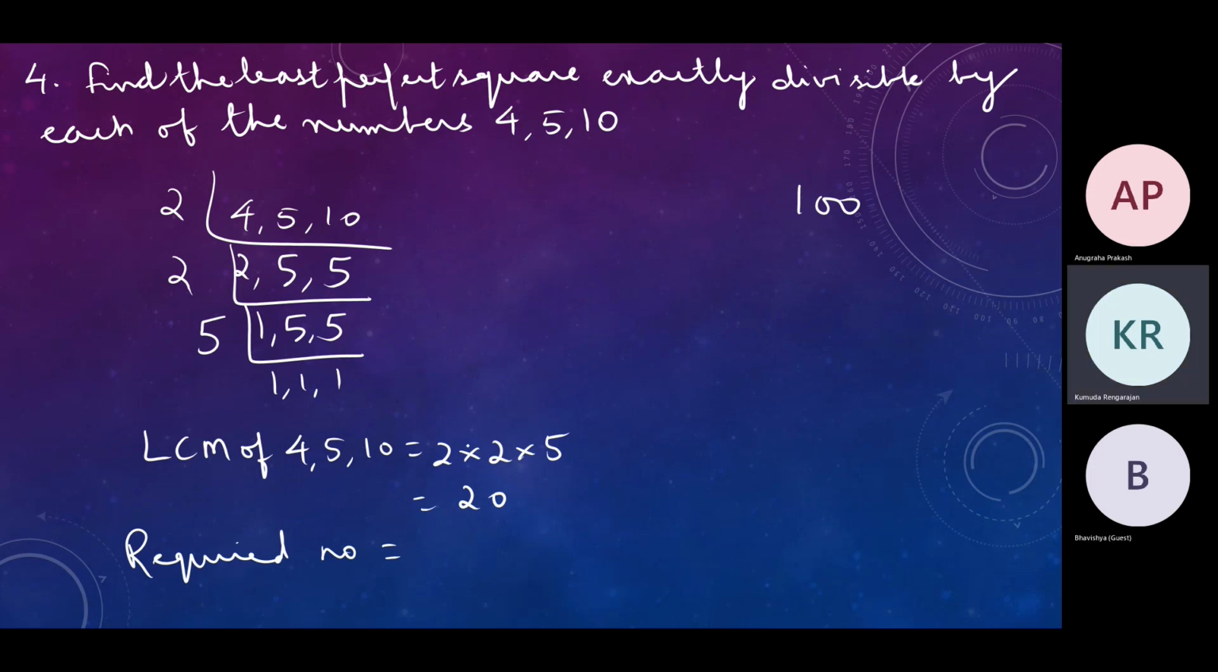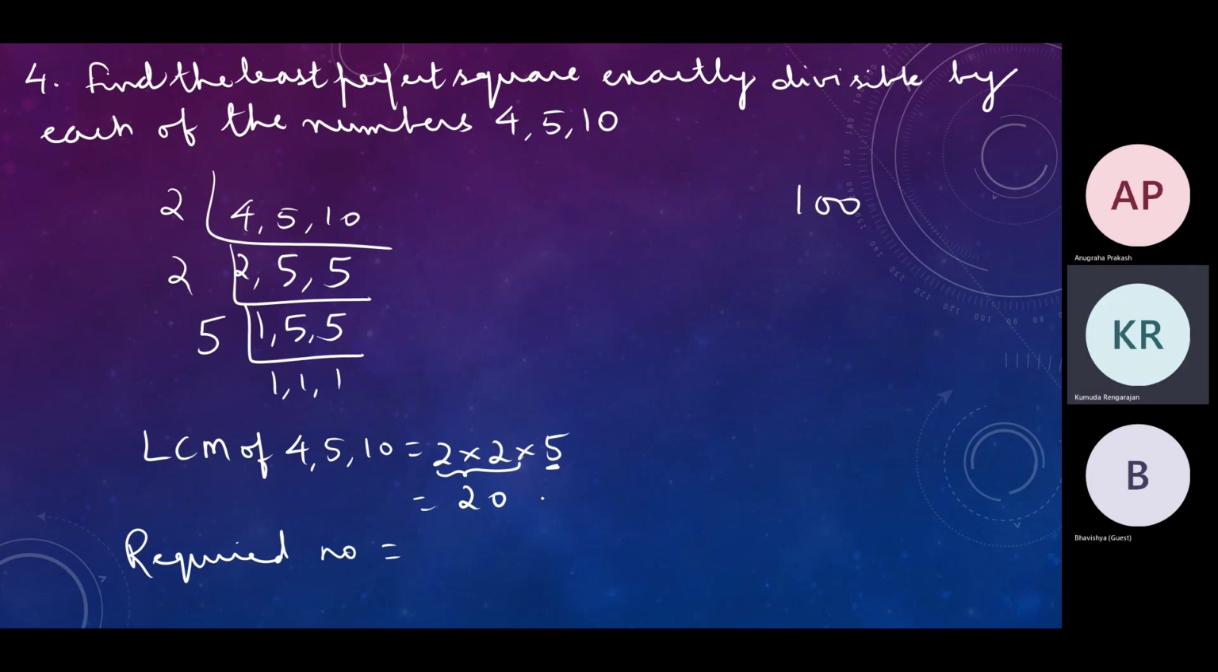So the required number will be: 2 occurs in pairs, 2 square, but 5 does not have a pair. So you need to multiply the LCM by 5. You need to first find the LCM of the given numbers. The LCM of the numbers 4, 5, and 10 is 20. Now this 20 is not a perfect square, because you can see this prime factor 5 does not have a pair. So it's not a perfect square.